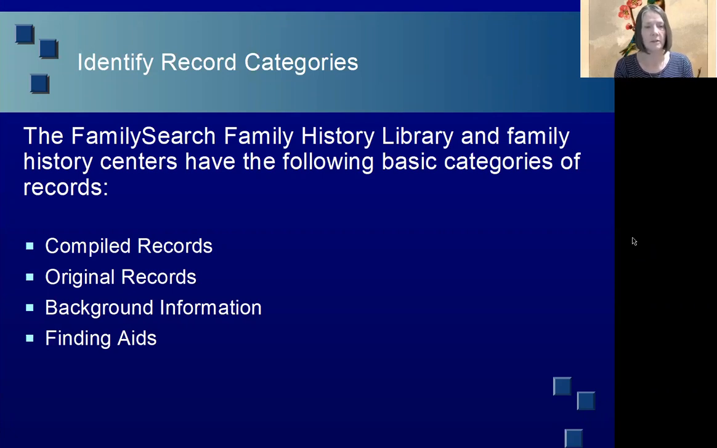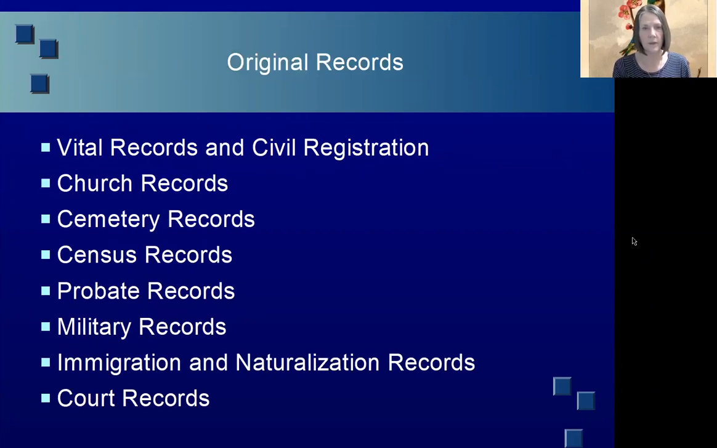They have compiled records, which we talked about a little bit. Those are databases that are just basically compiled genealogies. They have original records, like, for example, birth certificates and census records, background information, as we talked about, and also finding aids. So the kinds of records that you will look for are compiled records and original records. So the original records generally tend to be vital records and civil registration, church records, cemeteries, censuses, probate, military records, which is what I was looking for, immigration and naturalization records, people who came in and became a citizen of another country, and court records.